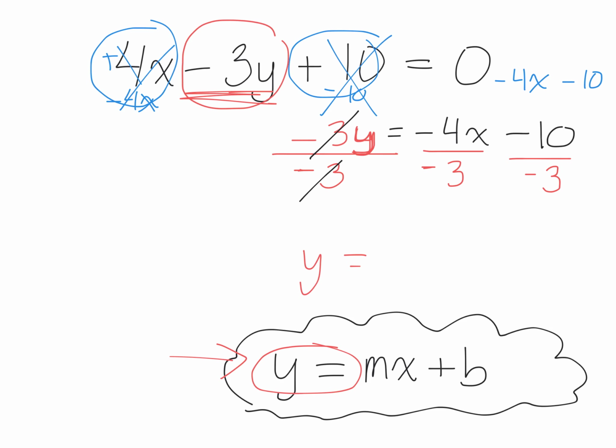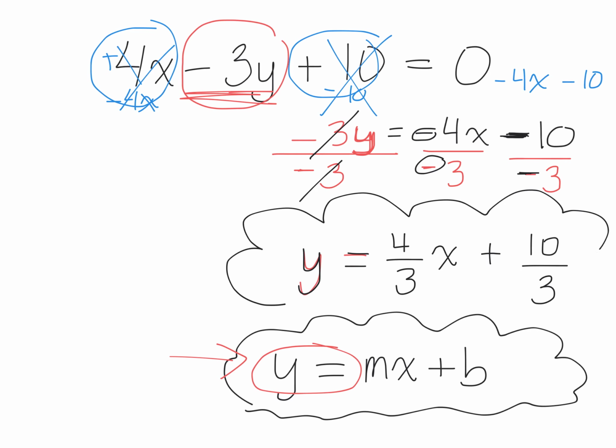Okay, we're going to leave it as a fraction. You always leave slope as a fraction so that you can easily see your rise and your run. So y is equal to, what's a negative and a negative? Positive. So I'm just going to write 4 over 3x. And I have another negative and a negative. Positive. 10 over 3.